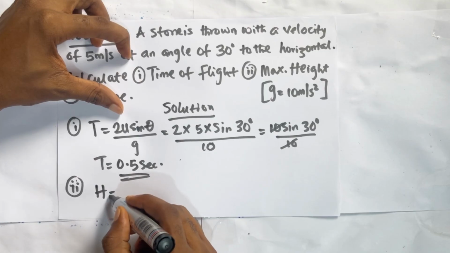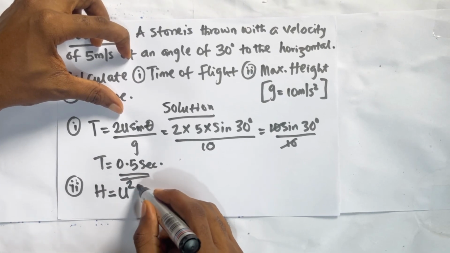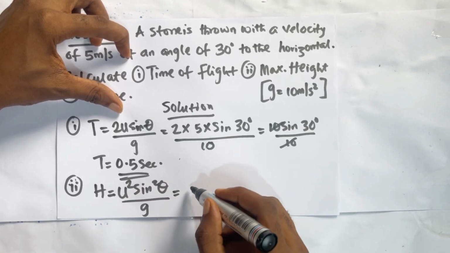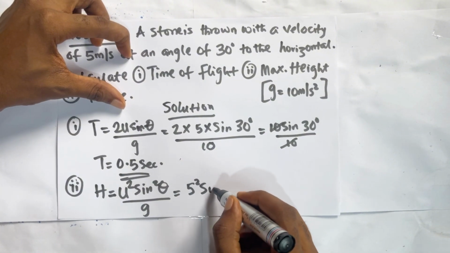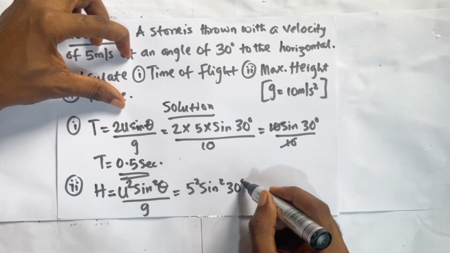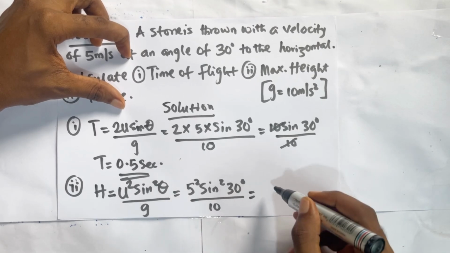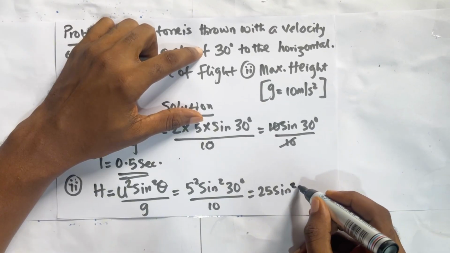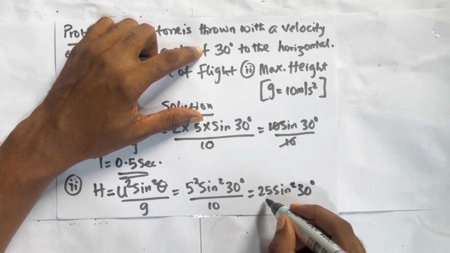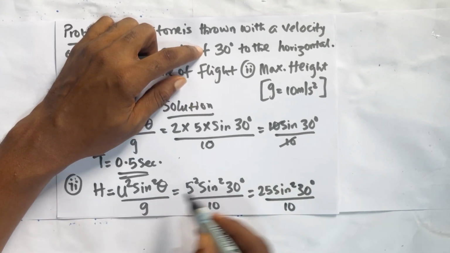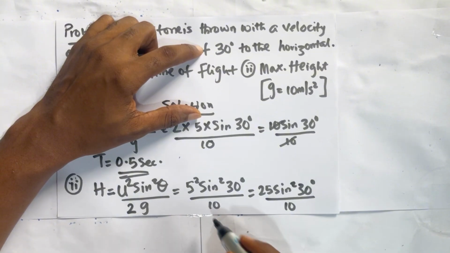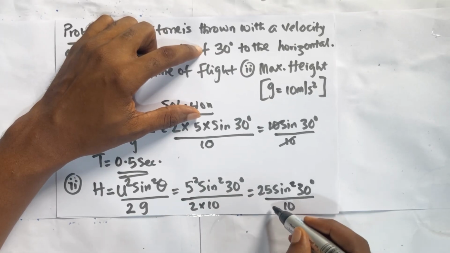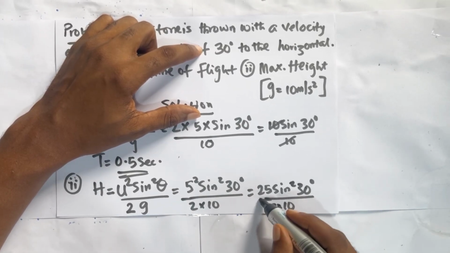II. So we should find the maximum height. Mathematically, it is given as h is equal to u square sine square theta all over 2g. So therefore, what's my u square? 5 square sine square 30 degree all over 10. So this will be 25 sine square 30 degree divided by 10. Sorry, this was given as 2g. So therefore, this will be 2 times 10. Please take note of that correction.